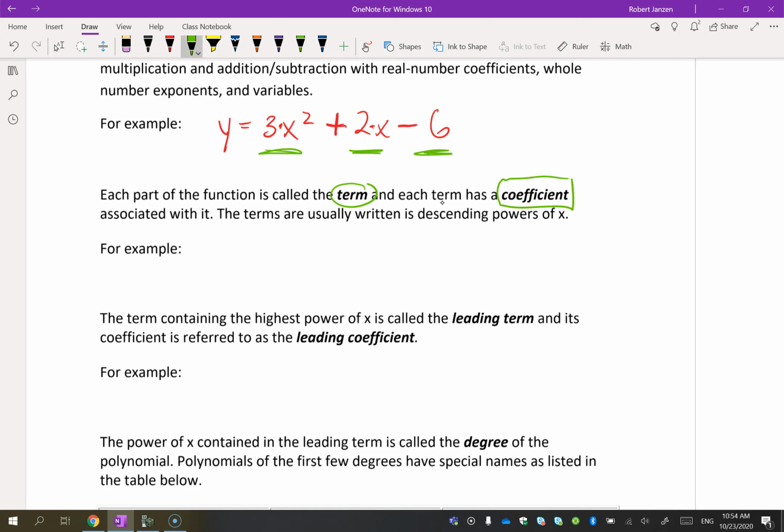Okay, each term has a coefficient. If I look at that example right here, my coefficients would be 3, 2, because those are both numbers that are in front of variables. Those are coefficients. There is also what we call a constant. A constant is not attached to a variable. In this case, it's minus 6. The term containing the highest power of x is called the leading term. So which term had the highest power of x there? That would be 3x squared. That's the leading term because it has the highest power. And we refer to the leading coefficient, in this case, as 3.